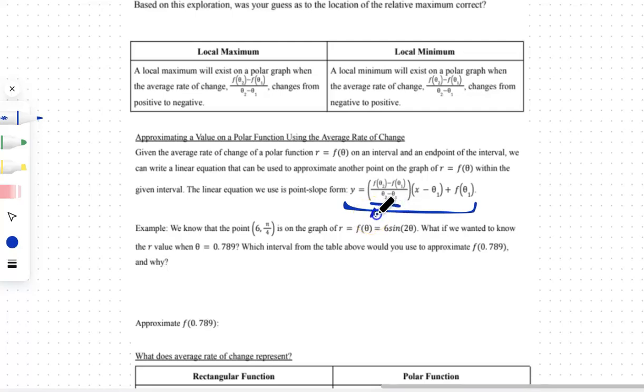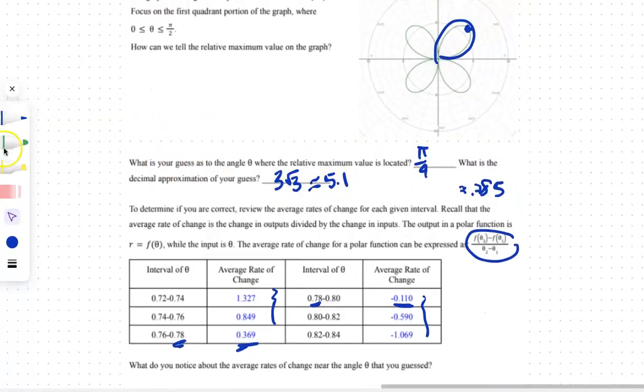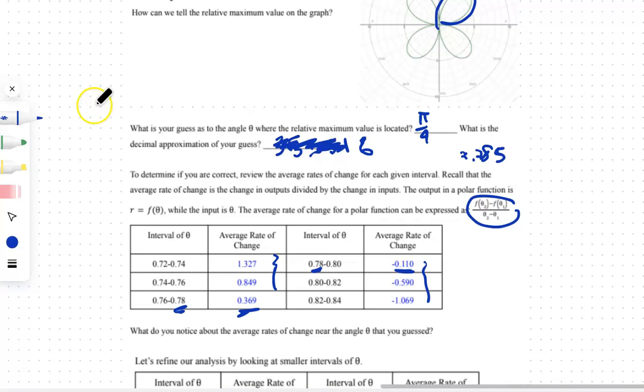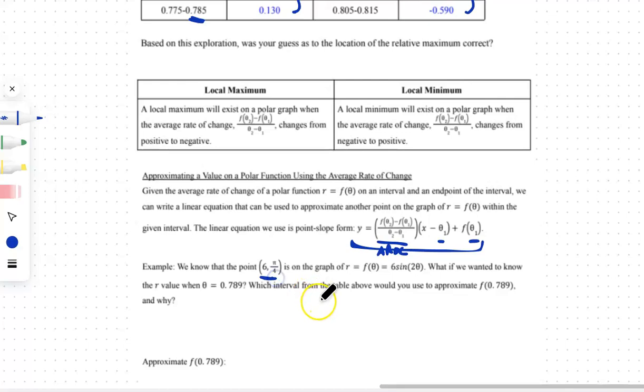Here is my average rate of change of r with respect to theta. Here is my input value and my output value. So we know the point 6, pi over 4, and by the way, I'm so sorry, I just realized I gave you the wrong value here, and I'm correcting myself now. At pi over 4, my output value was 6. It was not 3 radical 3. So that's my bad, I apologize for that, but it does not change what I talked about. Okay, so we know that the point (6, pi over 4) is on the graph.